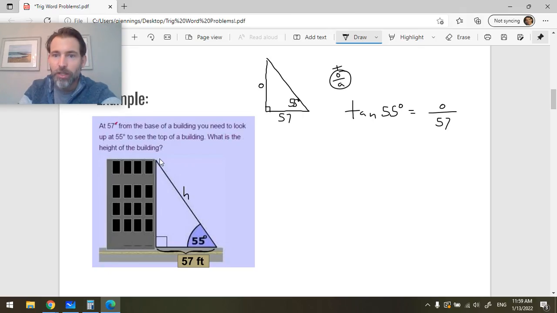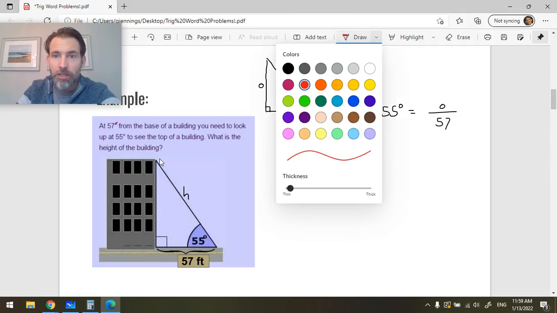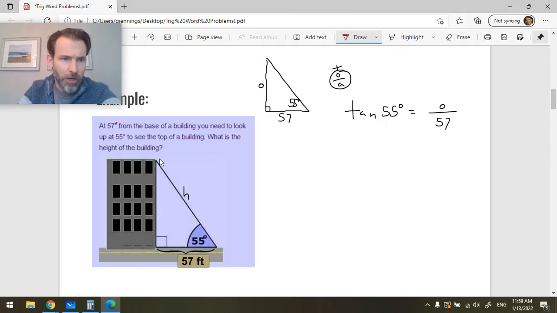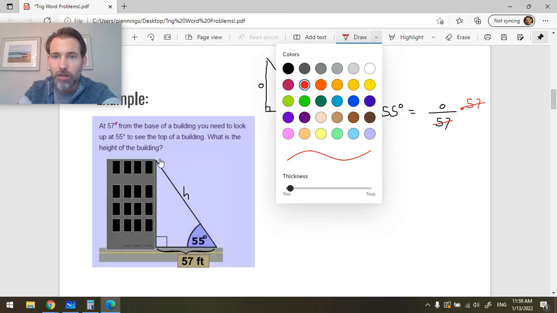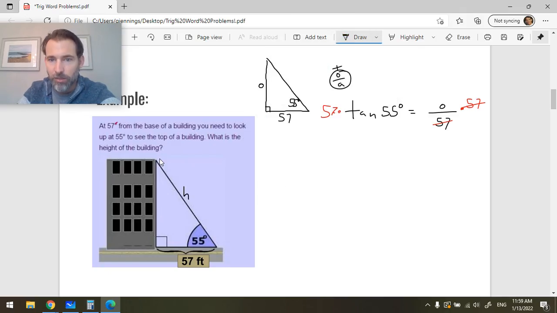Let's check. So we know that tan 55 is the opposite over the adjacent. The adjacent is given. So this is a little convenient because our unknown is on the top of the fraction. When the unknown's on the bottom, we have to do a little bit of doing to isolate it. We're going to multiply both sides by 57. So I have 57 times tan 55. All right, these cancel, leaves me the opposite. So the next line is the solution: 57 times tan 55 degrees equals the opposite.